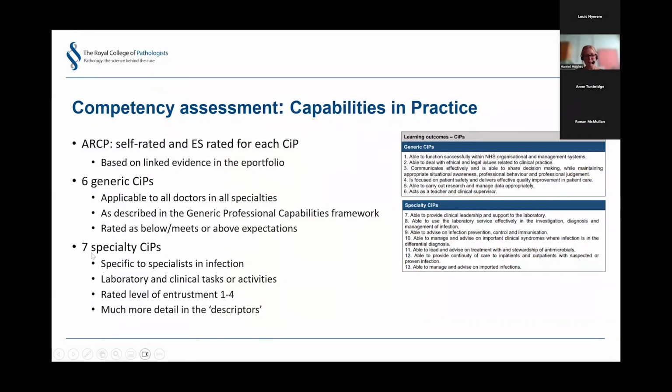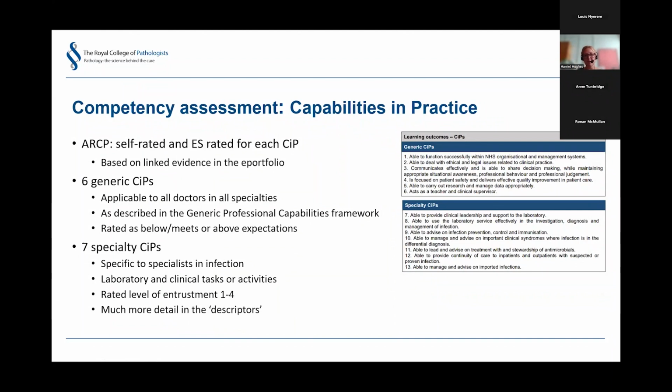But for our specialty, we have 7 specialty SIPs. There is actually an 8th if you're also training in tropical medicine. These are specific to us as specialists in infection, and they relate to both the laboratory side and the clinical ward-based tasks or activities. And these are rated differently.